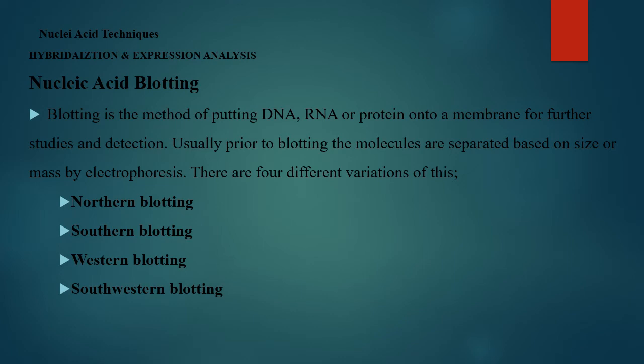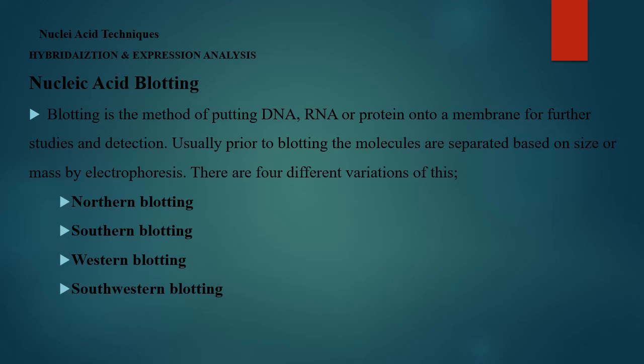So blotting is a method of putting DNA, RNA, or protein onto a membrane for further studies and detection. So if you want to do further studies, you put the DNA, RNA, or the protein onto a membrane, and that is blotting. Now, usually prior to blotting, the molecules are separated based on size or mass by electrophoresis. Then the different types of blotting techniques will come in.